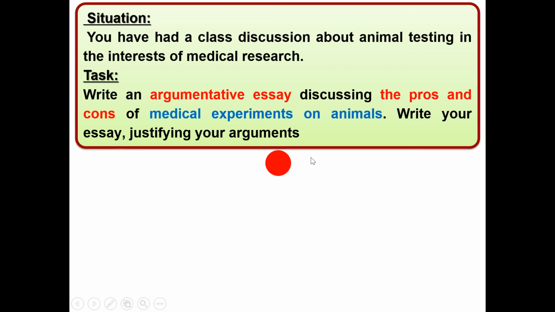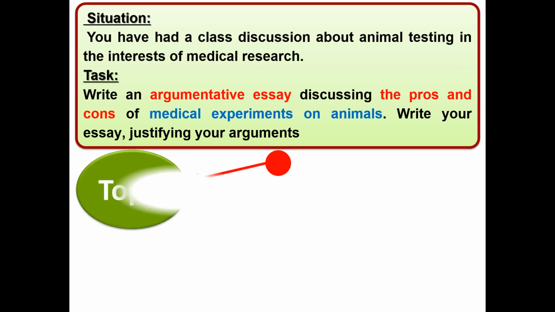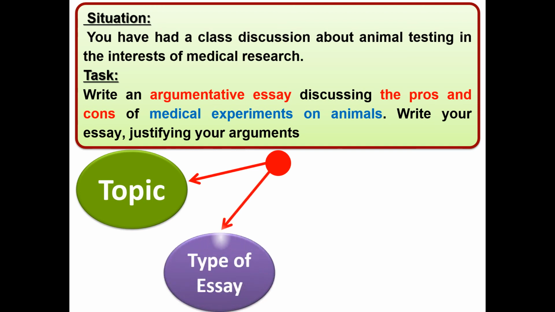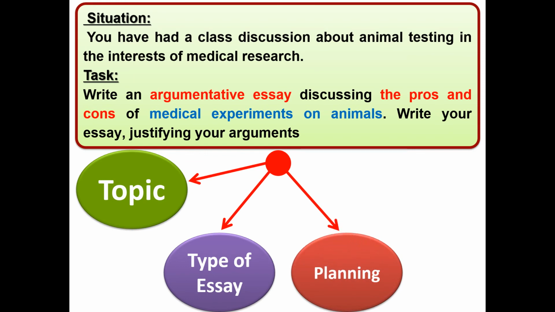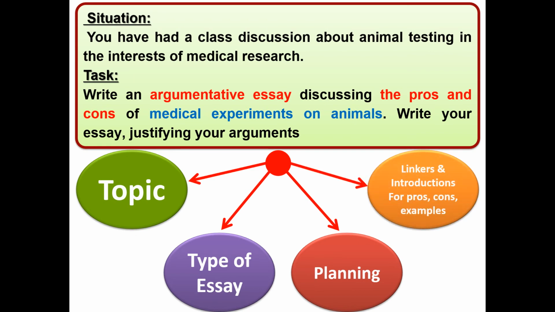Once you have a question like this, you have to elicit some information. Number one, you have to decide what your topic is. Number two, you have to decide what your essay is like. Is it argumentative or persuasive, the type of your essay? Then you have to fill in your planning diagram to make sure you have your arguments. And finally, you have to use the appropriate linkers to introduce your topic sentences for pros, for cons, to list your points, to give your examples.